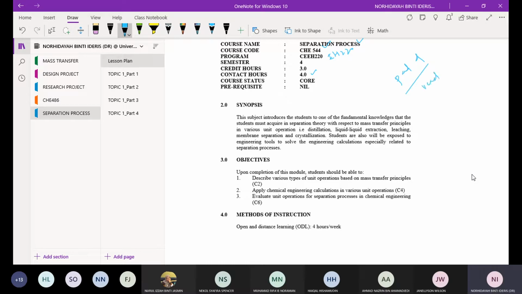The first one is the reaction 1, kan, reaction 1 CHE544, and the second subject is separation. Subjek lain pun penting juga, but this one we are talking about the core business of chemical engineer.